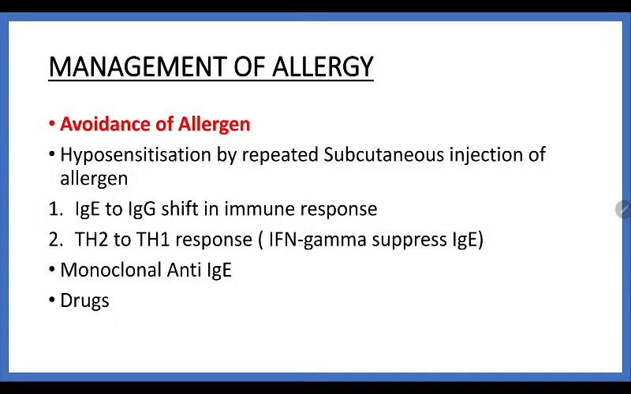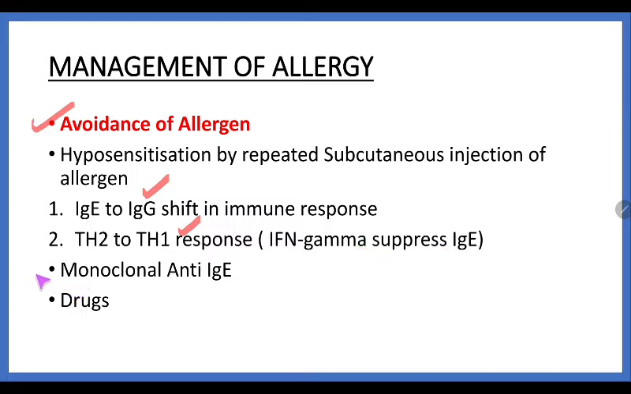Management of allergy is basically, avoidance of the allergen is the first line of management, and then we can go for hyposensitization. What is hyposensitization? We have to repeatedly inject this antigen subcutaneously. Why this is done is on the basis that initially there will be transient IgE and there will be a shift to IgG, so that there will be decreased risk of allergy hypersensitivity. And the second important thing is the Th2 to Th1 response shift. It is because interferon gamma will suppress IgE.